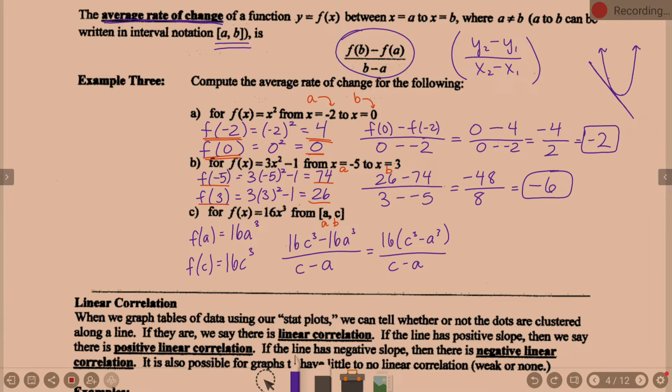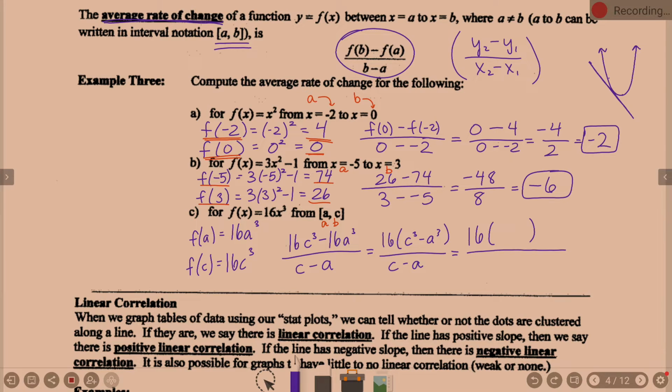C cubed minus A cubed is something called a difference of cubes, and it factors. I taught it last year in Algebra 2. I taught you guys how to factor it. No way you remember it, but it factors. So the GCF of 16 out front is going to stay 16. When you factor the sum or difference of perfect cubes, it factors into a binomial times a trinomial. I taught a formula for it last year. The first piece we're going to do is the binomial.